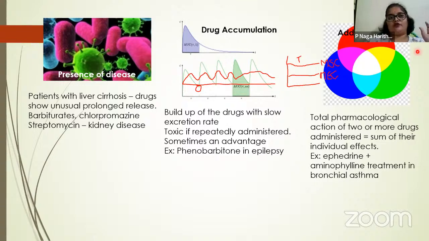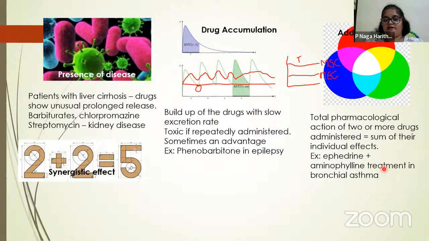So if two drugs are mixed together or administered together, if their pharmacological action is equal to the sum of their individual pharmacological actions, then it is called an additive effect. So here you can see the total pharmacological action of two or more drugs administered is equal to the sum of their individual effects, right? An example is ephedrine and aminophylline, which are used in the treatment of bronchial asthma.